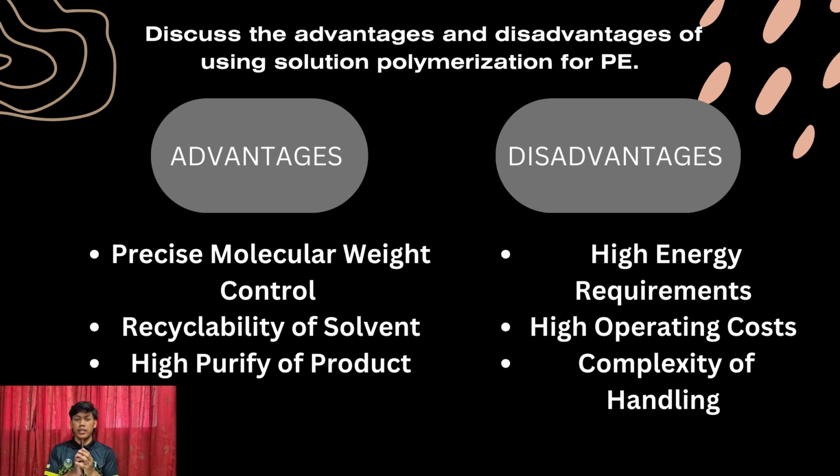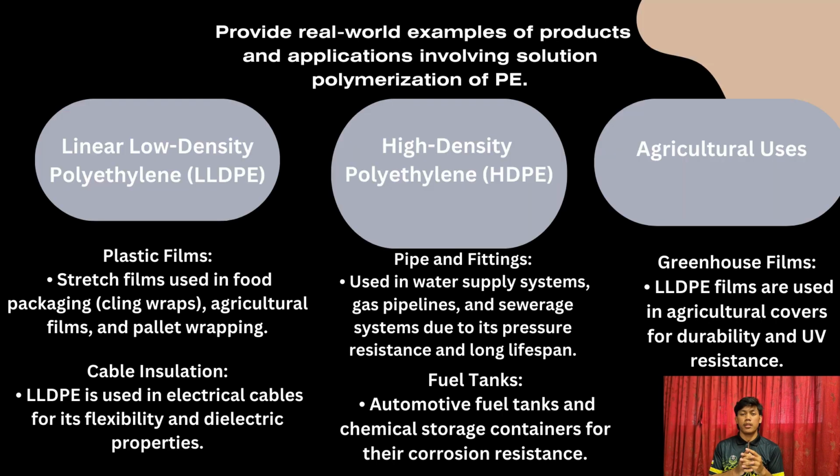Furthermore, the advantages and disadvantages of using solution polymerization for PE. The advantages are precise molecular weight control, recyclability of solvent, and high purity of product. The disadvantages are high energy requirement, high operating costs, and complexity of handling. Moreover, this is an example of real-world products and applications involving solution polymerization of PE.